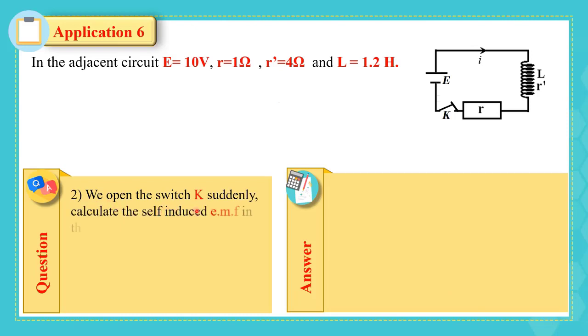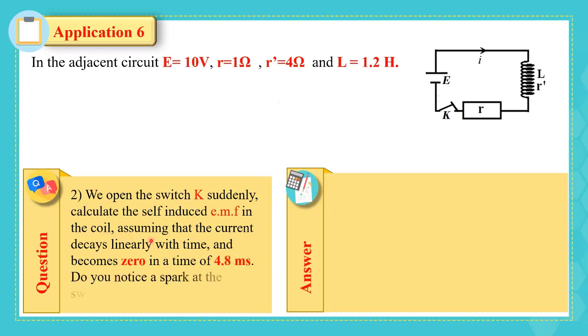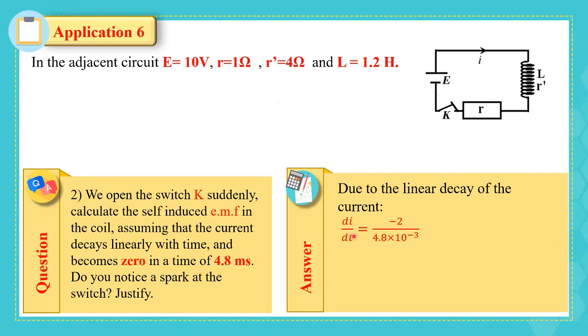Now we open the switch suddenly. Calculate the self-induced EMF in the coil, assuming that the current decays linearly with time and becomes 0 in a time of 4.8 milliseconds. Do you notice a spark at the switch? And justify. Since the current is decreasing linearly with time, di over dt will be the slope of this line, and it will be equal to minus 2 over 4.8 times 10 to the power minus 3. Minus 2 here, since the current was 2 ampere and then it becomes 0 ampere.